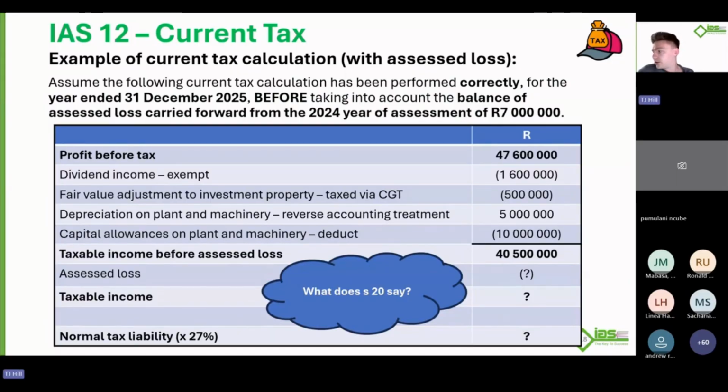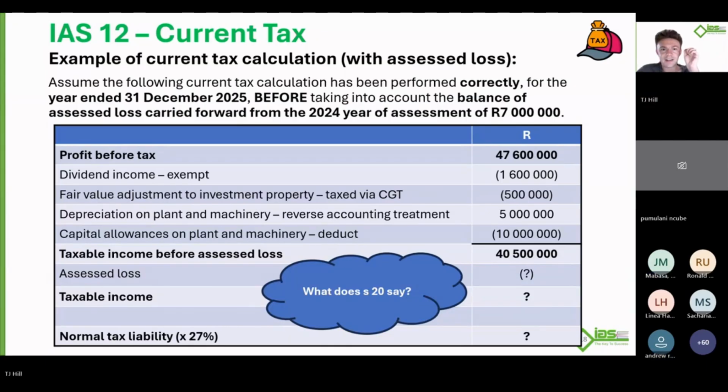Anyone want to give it a go? I think you have. Have you done all of your assessed losses? I think you did your assessed losses with Edwin. Did you? Not yet. I think it's this week. Is it this week? Yeah, okay. Fine.